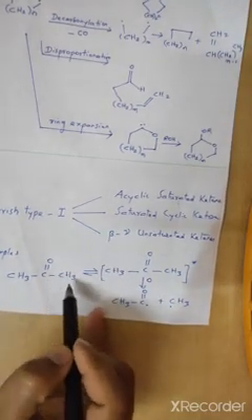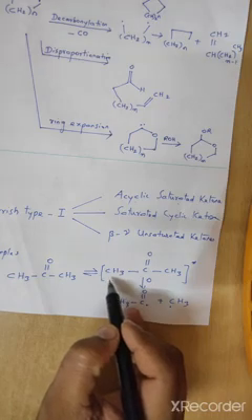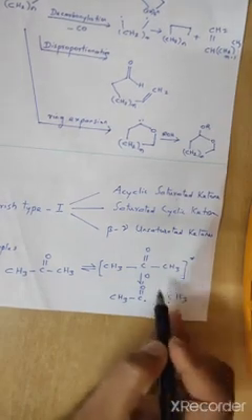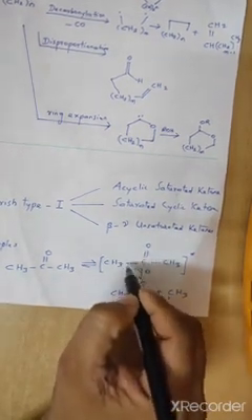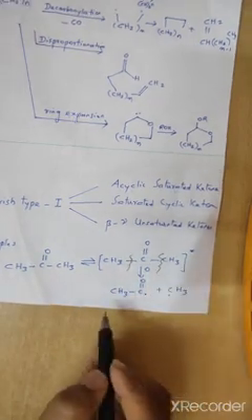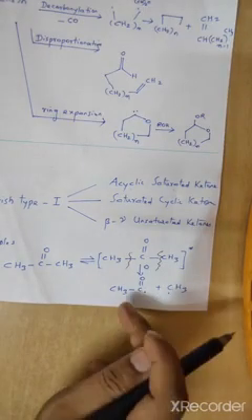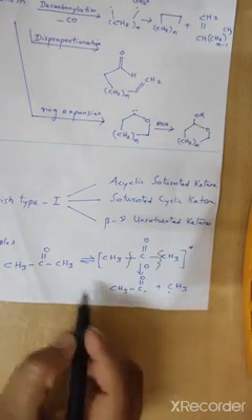CH3, C double bond O, CH3. On excitation to the singlet state, it will undergo homolytic cleavage. It may be from here or it may be from here. As a result of this, two radicals are formed, an acyl radical and the methyl radical. In the next step, what will happen?